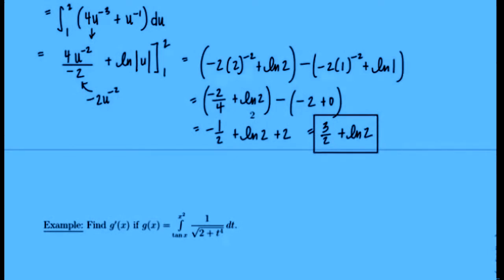Last example, the most exciting one of the lesson. Find g prime of x if g of x equals the integral from tan x to x squared of 1 over the square root of 2 plus t to the fourth dt. So it looks like it is time to use the good old fundamental theorem of calculus. A big problem: neither of my limits of integration is a constant. What to do? So I am going to first start off by rewriting things.